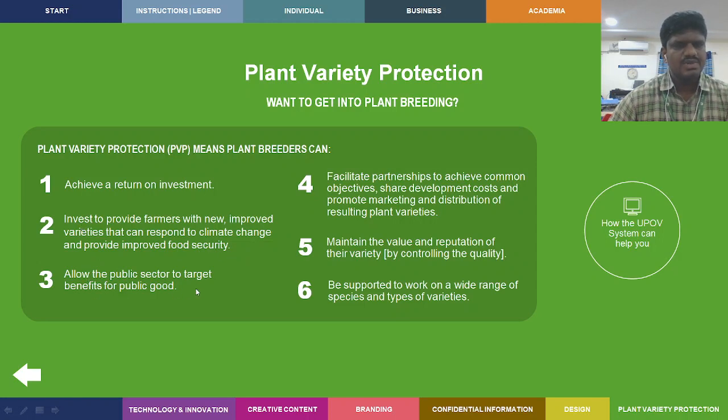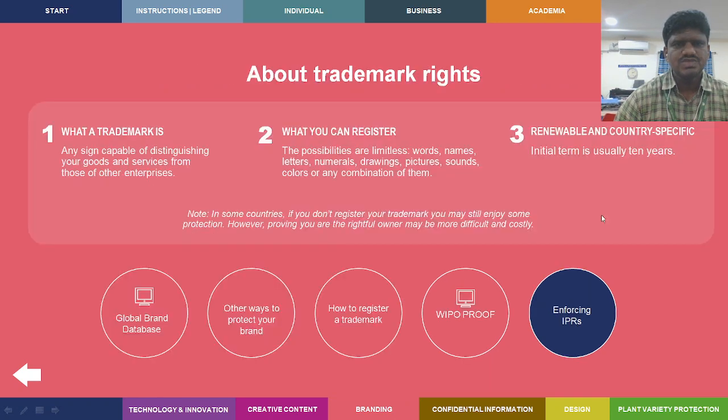Next, allow the public sector to target benefits for public good. Facilitate a partnership to achieve common objectives, share development costs, and promote marketing and distribution of resulting plant varieties. Maintain the value and reputation of their variety. Last one is to be supported to work on a wide range of species and types of variety. Understand? Like this, you can do so many things.